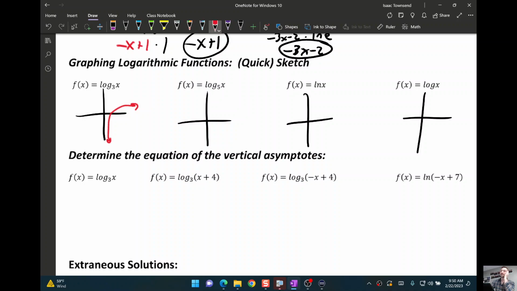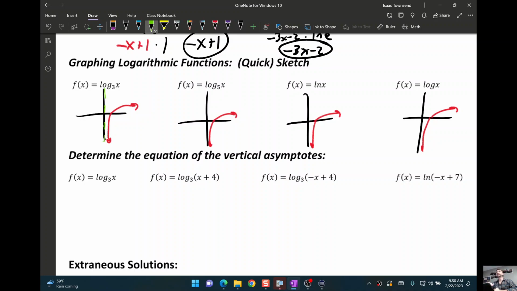Log base 5 of x is the inverse of 5 to the x. But since 3 to the x basically looks like 5 to the x, their inverses basically look the same as well. So whether it's base 3, base 5, base e, base 10, they're all going to have the same domain. They're all going to have an x-intercept of 1. They all have a vertical asymptote at x equals 0.